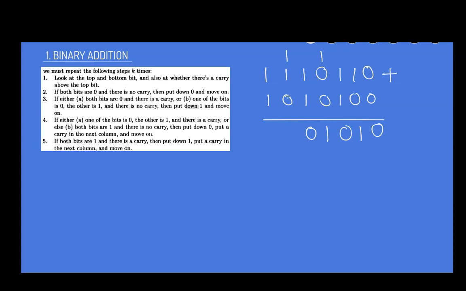Then we have 1 plus 1 plus 0, which is 2. So 0 is written here and 1 is carried over. Now we have 1 plus 1 plus 1, which is 3. 3 is represented as 1 1. So we should put down 1 and carry 1 to the next place. Now we have the sum 1 1 0 0 1 0 1 0.